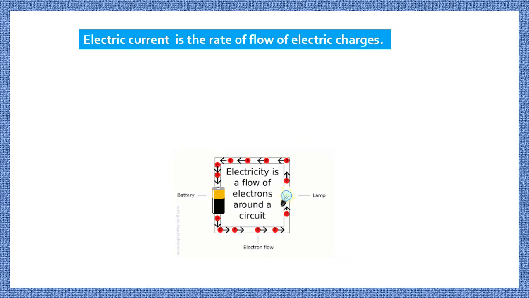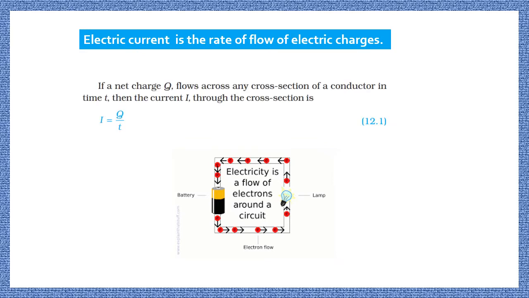Electric current is the rate of flow of electric charge. Very simple, very easy definition. If a net charge Q flows across any cross section of a conductor in time t, then the current I through the cross section is I is equal to Q upon T. This is the formula of electric current. I is equal to Q upon T.